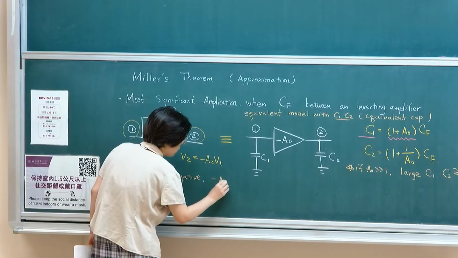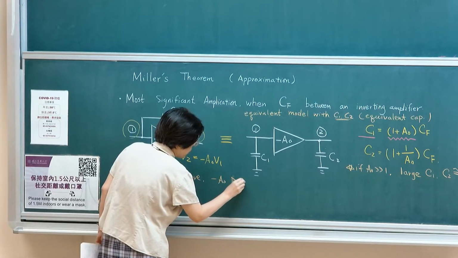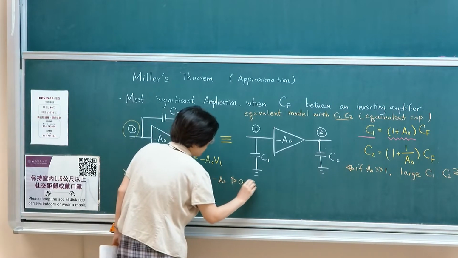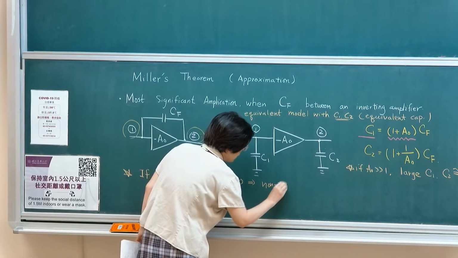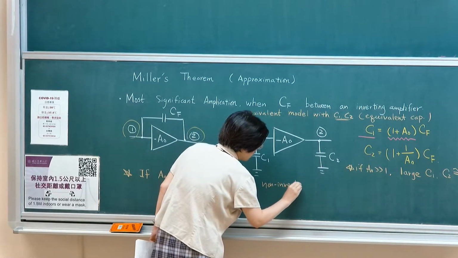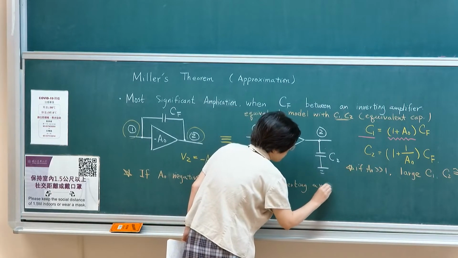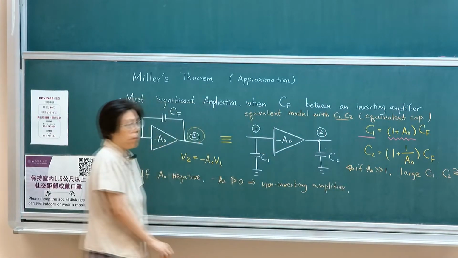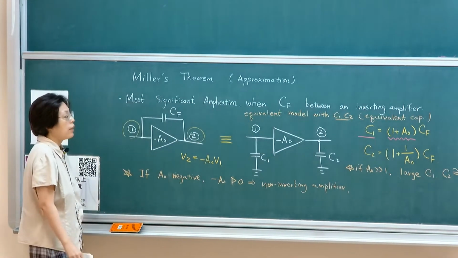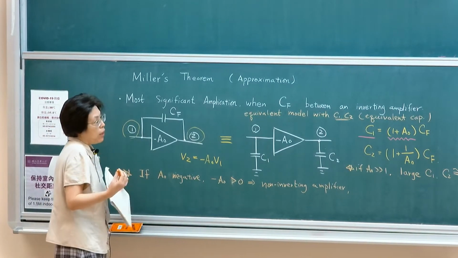So what happened is minus A0 is larger than 1, larger than 0. That means that it's non-inverting. If you have feed-forward capacitance in the non-inverting amplifier, so what typically would happen if you have that is that you may have two problems.